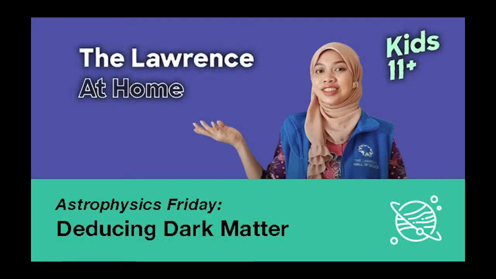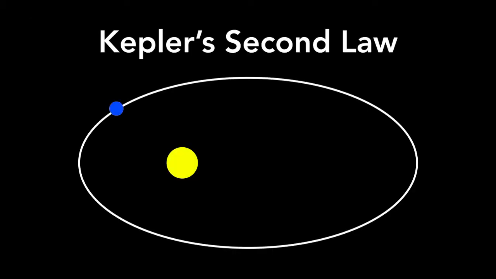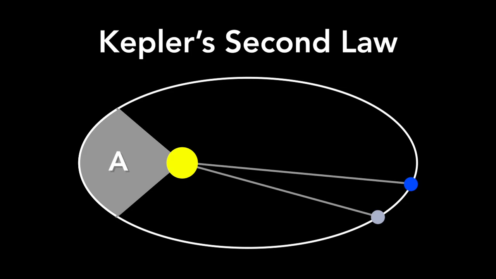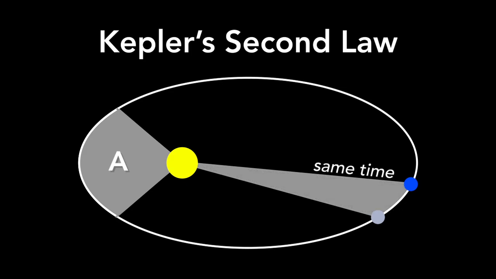In our last video about dark matter, we mentioned Kepler's second law, which says that a line segment joining a planet and the Sun sweeps out equal areas in equal times. This means that a planet travels fastest when it is at its closest approach to its host star, and the planet travels slowest when it is at the point in its orbit farthest from its host star.